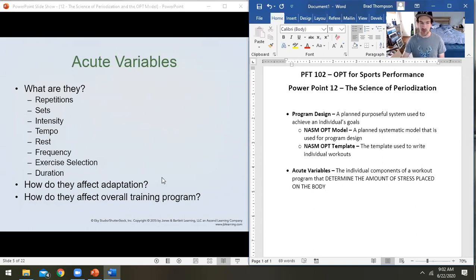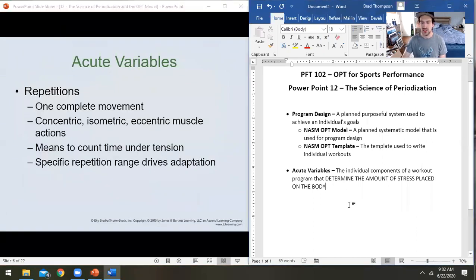Each of them has its own interesting effects. The first one we're going to look at is repetitions. I know you all know what these things mean, but this is the only class where we really put them out in definition, so I want to make sure you get that at least once. A repetition is one complete movement of an exercise. Okay, so it's the entire concentric, eccentric, and isometric actions.